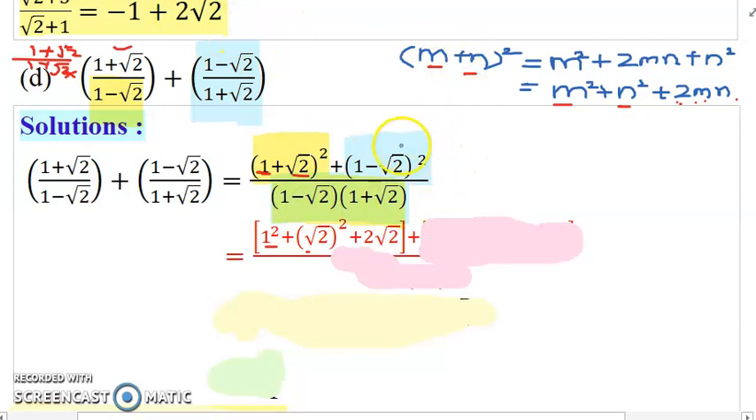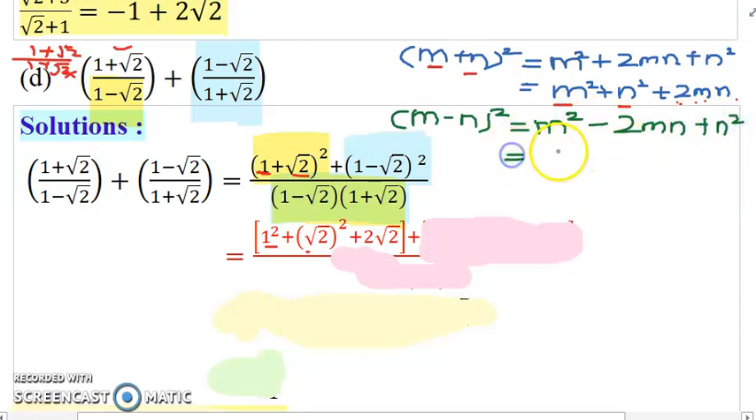Then, for the case of (1 minus square root of 2) squared, I need to consider another formula. Just now we did (m plus n) squared. Now let us try the other case, (m minus n) squared. What we have learned previously in our secondary level is that I have m squared minus 2mn plus n squared. And once again, I want to group the square terms together. This is the result I have.